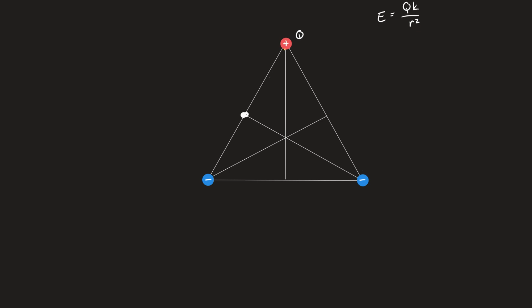I think there will be an electric field in this direction due to the red charge, the positive charge. I think there will be an equal electric field in this direction due to the blue charge in the bottom left-hand corner. And I believe there'll be another component of the electric field, albeit smaller, along this line. Any questions about those choices? Okay.